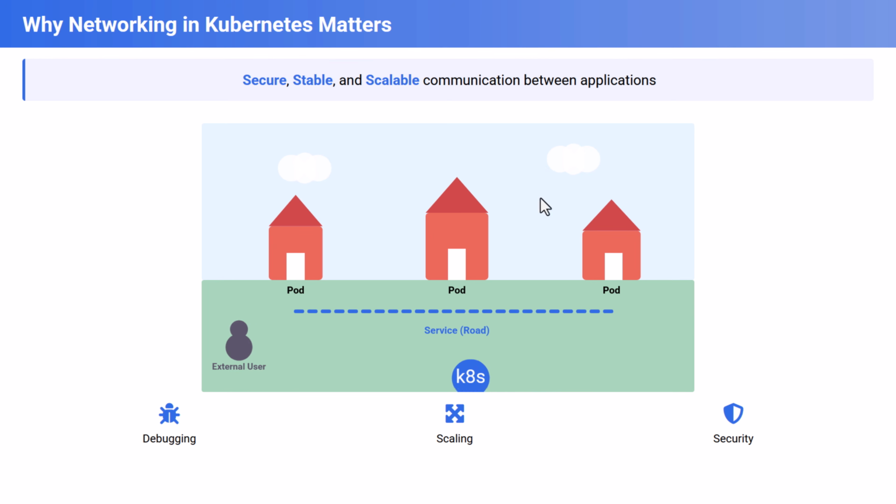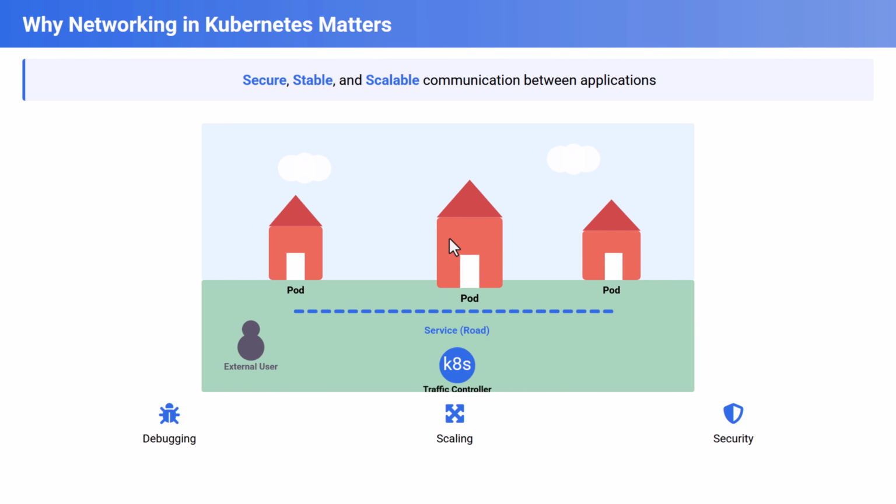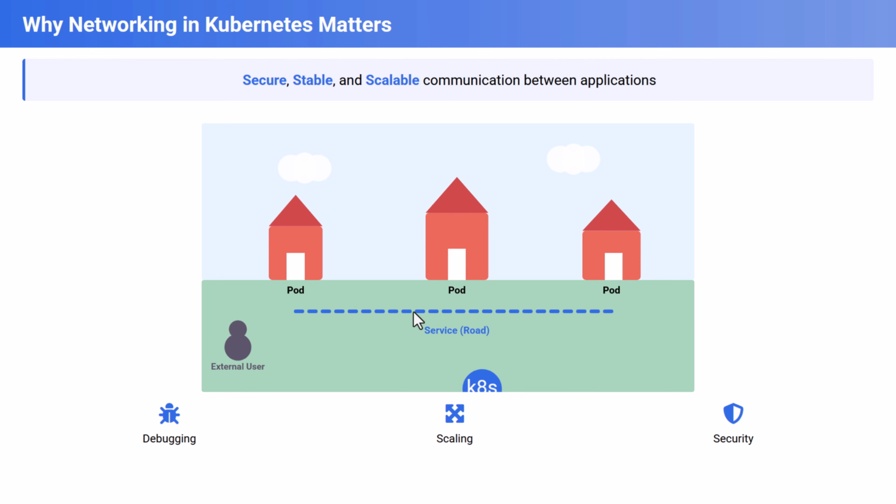Now let's make this easier to visualize. Think of a Kubernetes cluster as a city. Each pod is like a house. Each service is a road connecting those houses. And the external users are visitors from outside the city trying to find the right house. Kubernetes takes care of all the infrastructure and traffic control, building the roads, assigning directions, and keeping everything flowing, so your app can communicate smoothly and efficiently. This networking layer is what makes your application truly production ready.